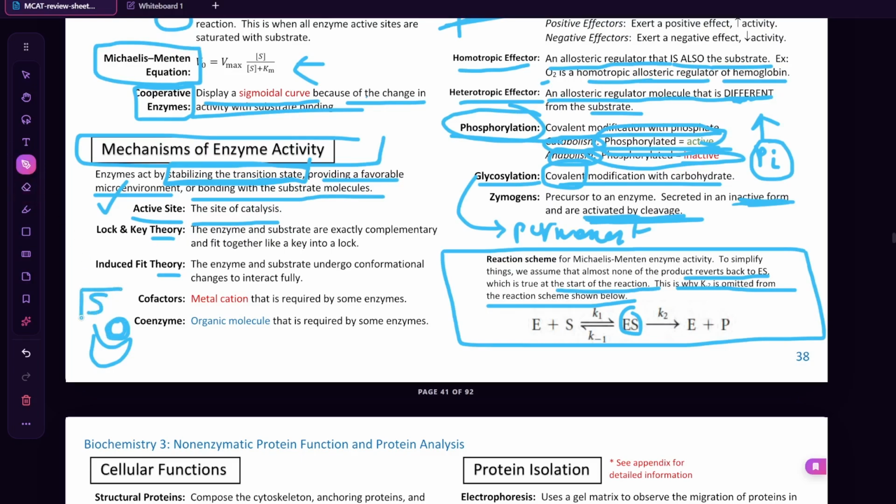Substrate. Let's say this is your substrate. And that's an inhibitor. Let's remove the inhibitor. We're not talking about inhibitors anymore. We're talking about enzymes binding with their substrate.